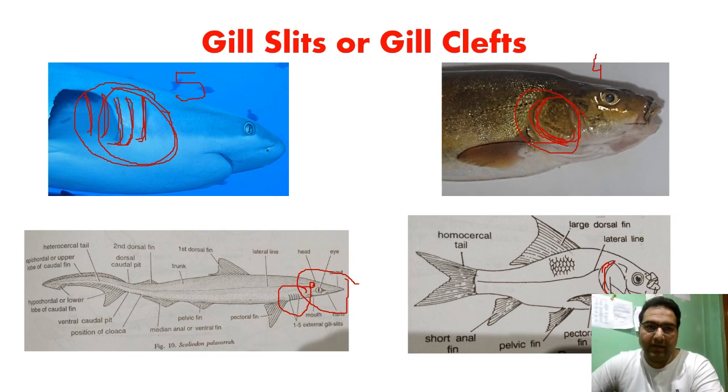they are ventrally placed. The gill slits in bony fishes are covered by the operculum, while the operculum is absent in cartilaginous fishes. There is no operculum in cartilaginous fishes, whereas in bony fishes the operculum is present, which is called the gill cover. So the gills are covered by a bone called the operculum. So this is the operculum, demarcated like this. This is the operculum, the bone.